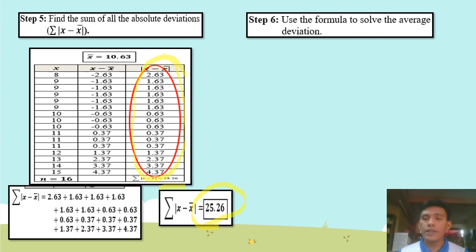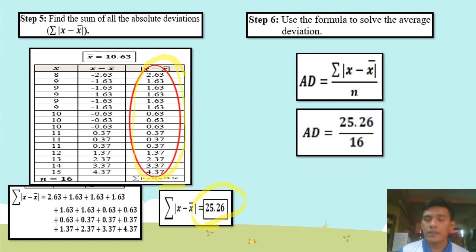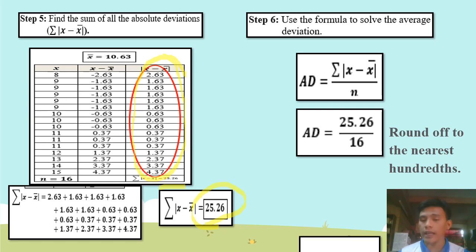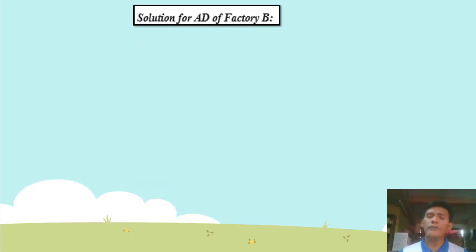Step 6. Use the formula to solve the average deviation. The average deviation is the summation of the absolute value of x minus the mean, over n. So substitute the summation of the absolute value of x minus the mean, which is 25.26, and our n is 16. Round it off to the nearest hundredths, or use two decimal places for our final answer. The average deviation is equal to 1.58.